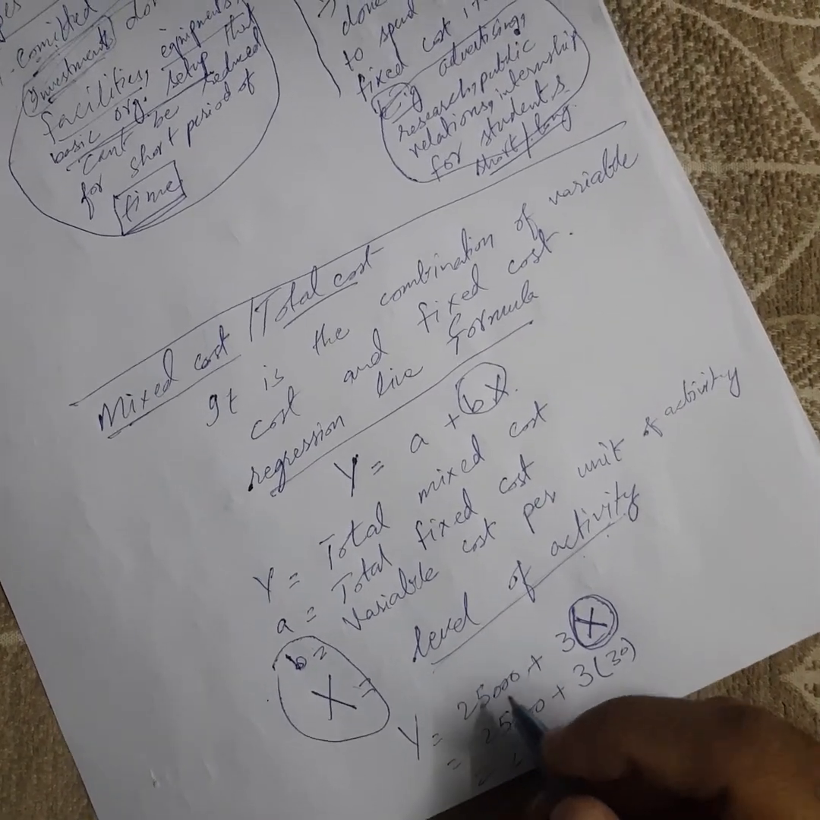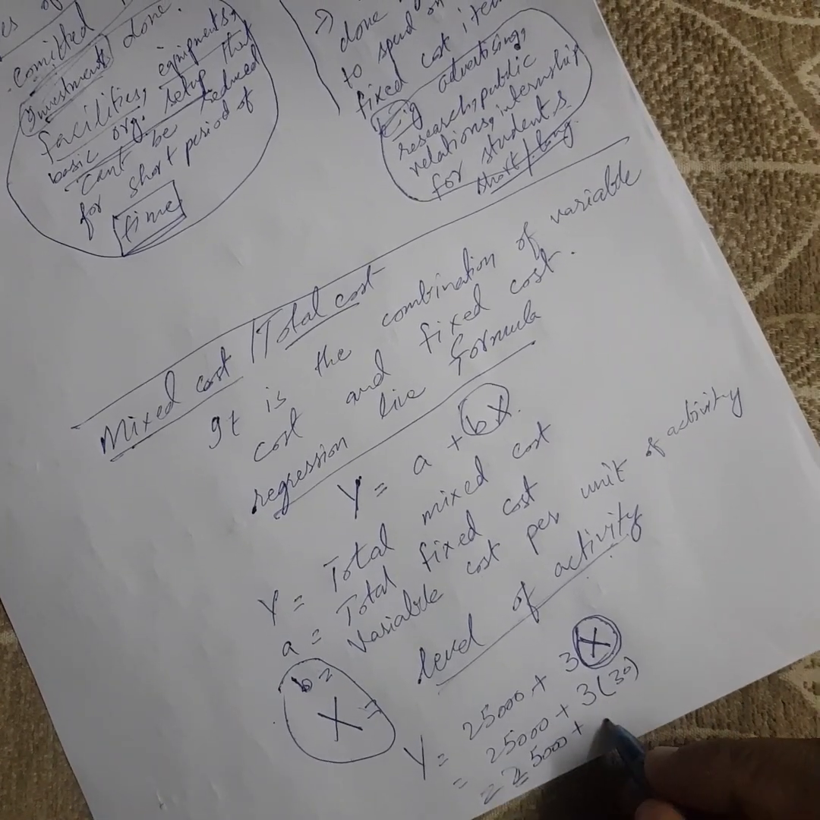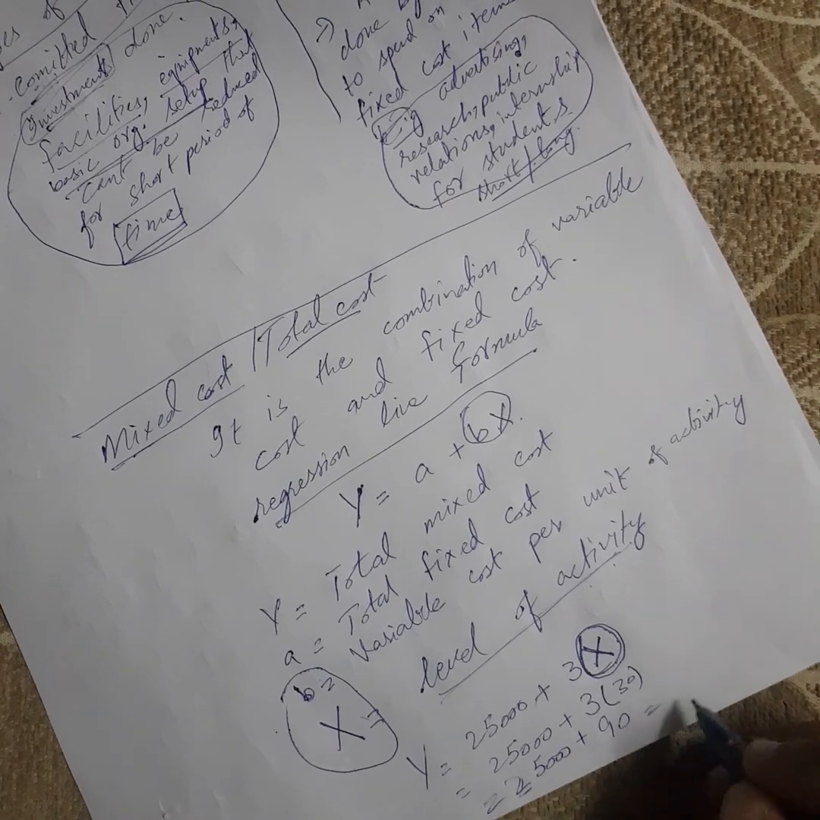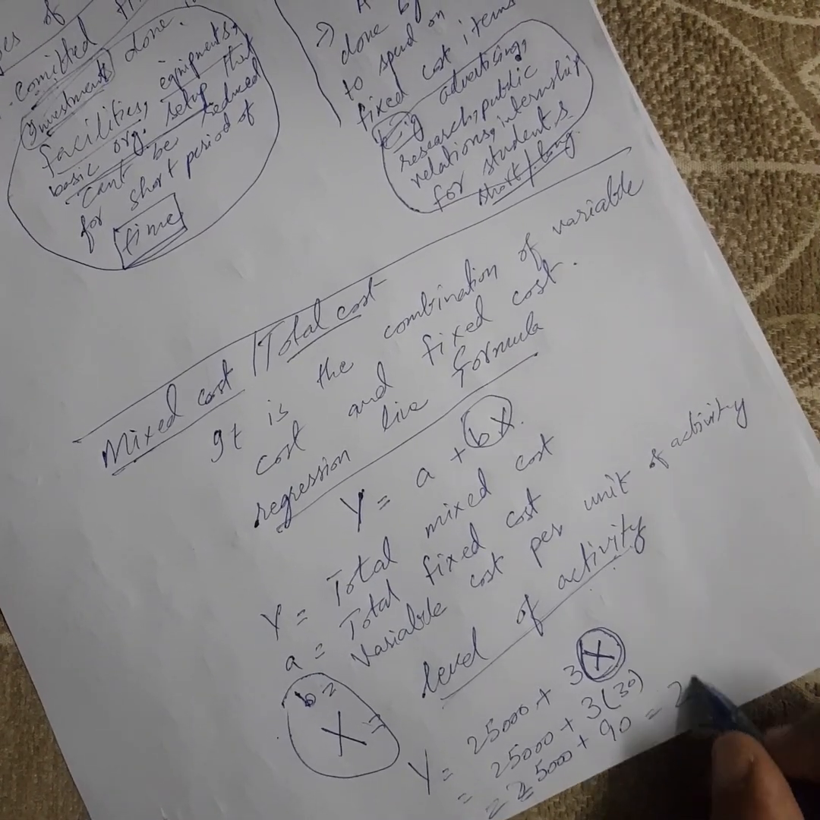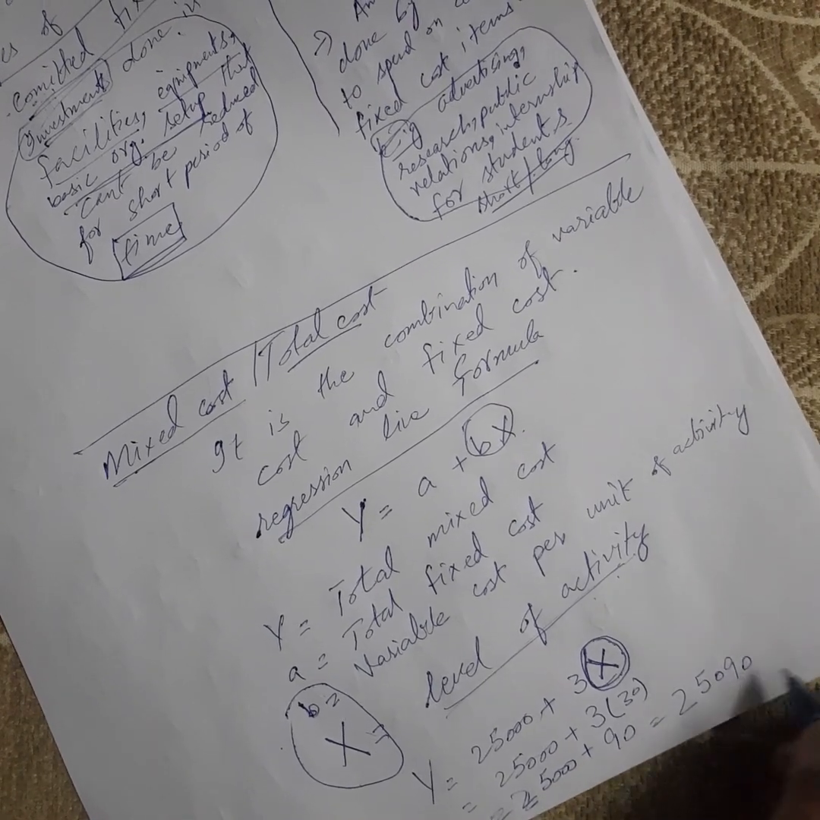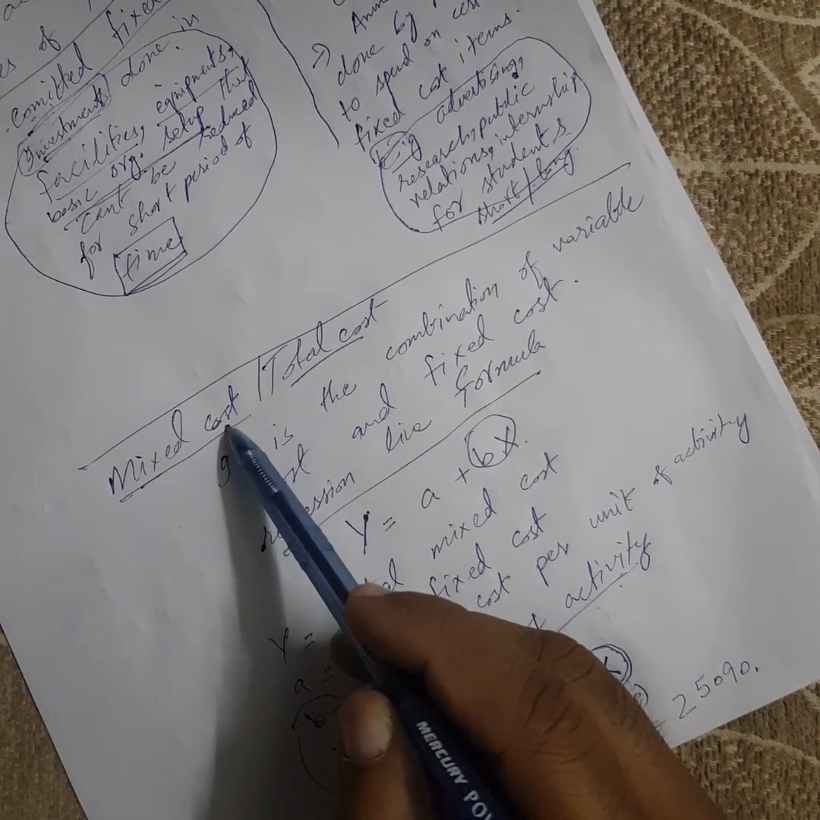Value will become 25,000 plus 90. So our mixed cost will become 25,090. We have discussed mixed cost.